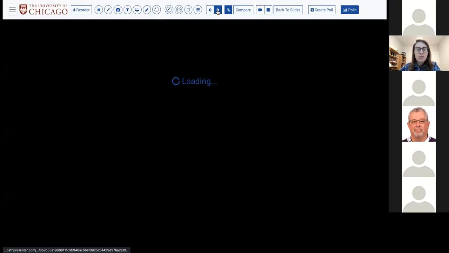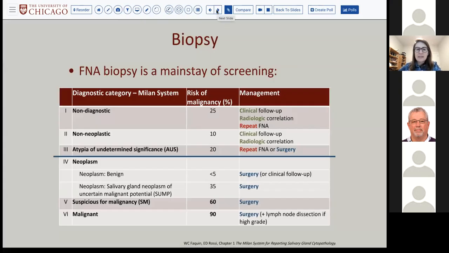So as we know, biopsy is a mainstay of screening. Generally, at least in the US, it comes in the form of an FNA biopsy for palpable masses in and around the parotid area. And so the Milan system has been proposed as a way to risk stratify patients, not only for risk of neoplasia, but also risk of malignancy. And so depending on what the biopsy shows, people may undergo clinical follow-up, repeat FNA, but definitive treatment for salivary neoplasms is certainly surgical, whether it be a benign tumor or a malignant tumor.